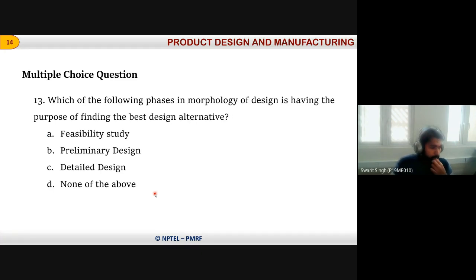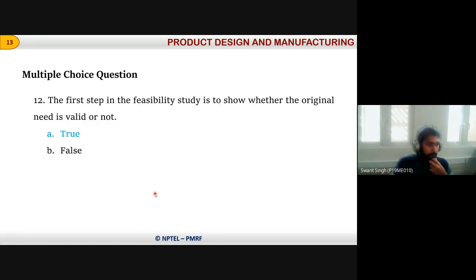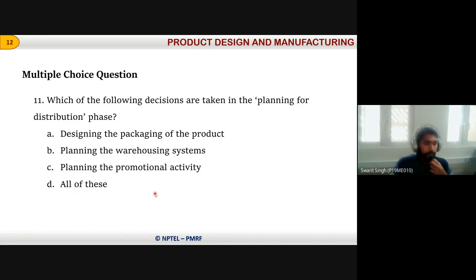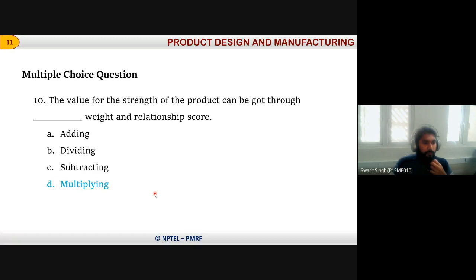So can you please show question number 10 once again? Okay, I'm going to question number 10. The question number 10 is, the value for the strength of the product can be got through what? Weight and relationship score. So these two things are there. So we need to add these scores or divide or subtract or multiply. So the answer was multiplying.